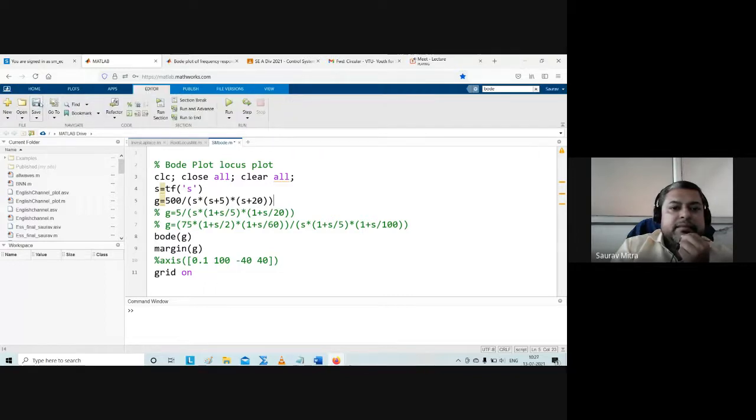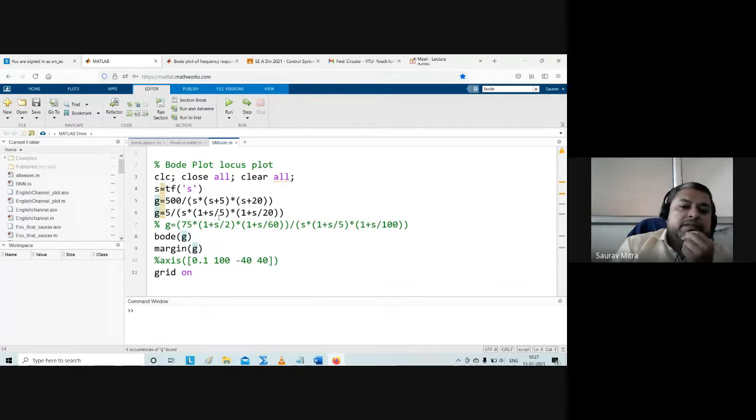I can write it in these two ways, both are the same. 500 divided by s into s plus 5, s plus 20. In solving, the first step is we take 5 outside and make it 1 plus s by 5. We take 20 outside and make it 1 plus s by 20. The s will be there, so there is no change in s. Taking 5 and 20 outside means 100, so 500 by 100 means 5.